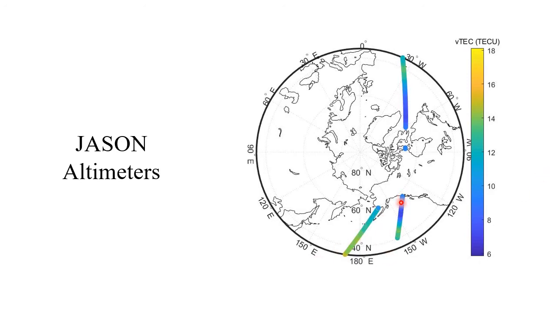What I'm plotting here is just what the data set looks like for a 2-hour span from JASON 1, 2, and 3.